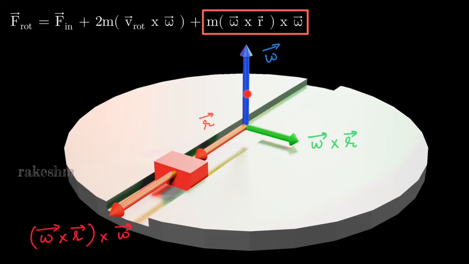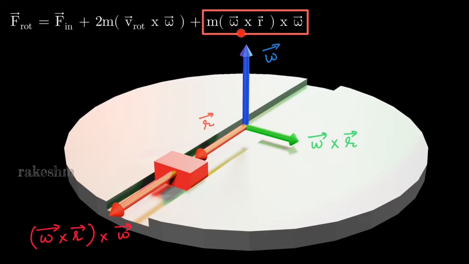So the angular velocity vector is pointing in this direction. We have marked omega here. R bar is the position vector of this block with respect to the center, so this vector we have marked here. Now using the right hand thumb rule, we can find omega bar cross r bar, which will give us this vector pointing in this direction. So this vector is omega bar cross r bar.